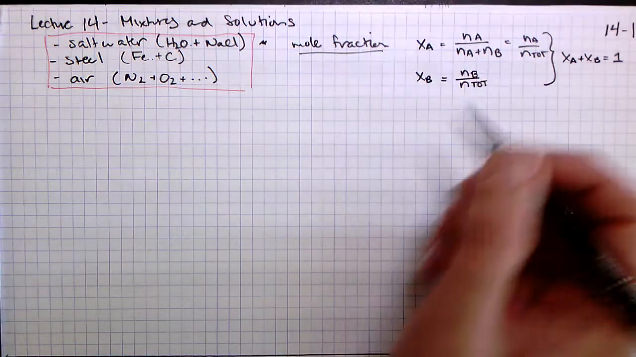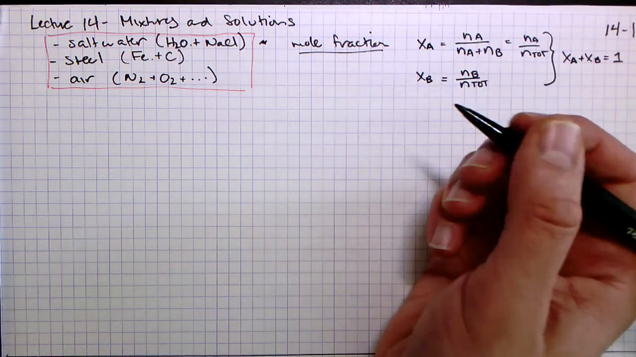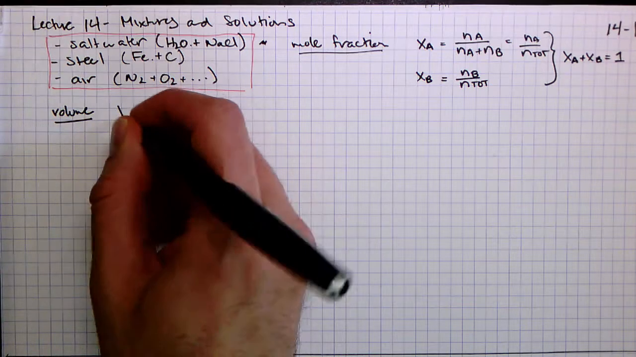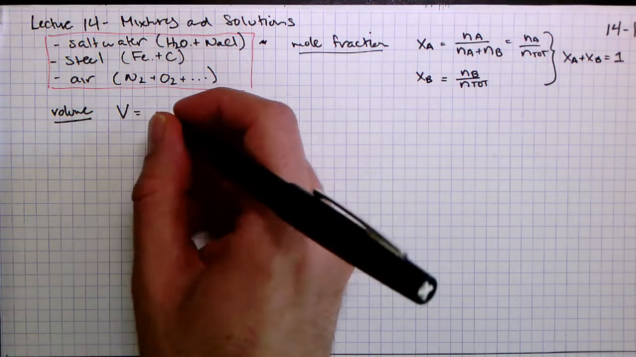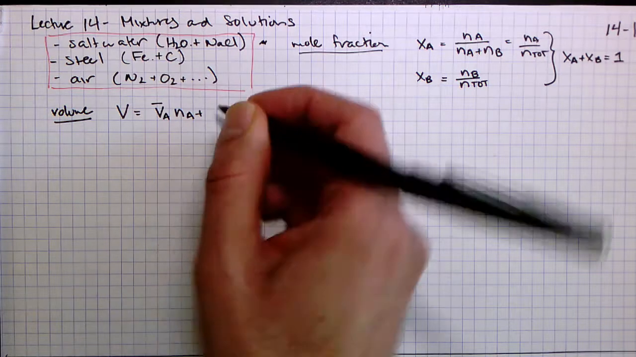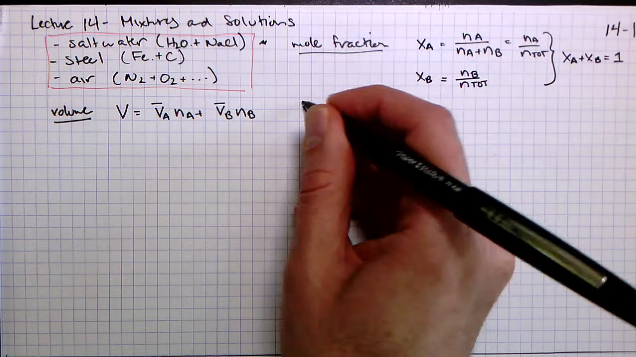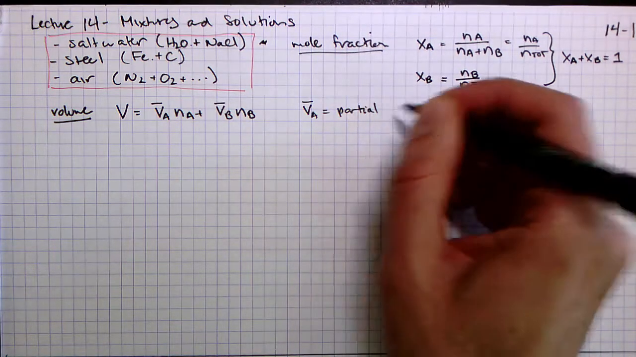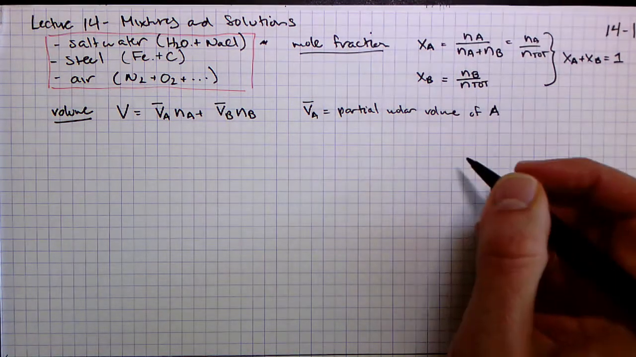Similarly, we can define a concept of partial molar volume, because we know that if we think about the volume, the total volume must be related to the volume of A and the volume of B, and we can write that as the partial molar volume of A times the number of moles of A plus the partial molar volume of B times the number of moles of B. So where V bar of A is the partial molar volume of A.